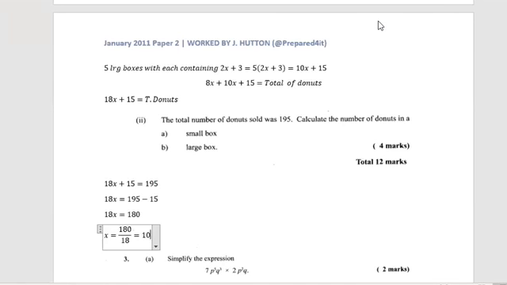So now in solving part A, it says what is the number of donuts that is in a small box. Is that x being 10, or x being the amount of donuts that was sold in a small box?